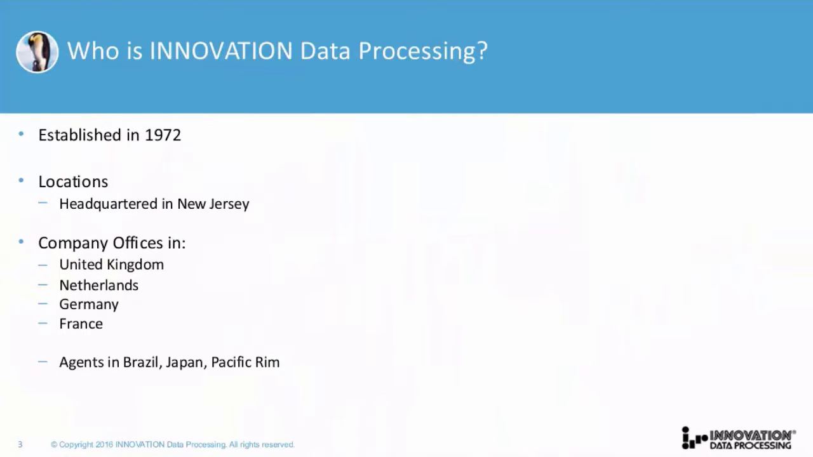So who is Innovation? We're a privately held company founded in 1972. It produced the first z/OS data protection product with FDR, Fast Dump Restore, and over the next 4 decades produced a suite of products unique in the market. We're headquartered here in the Garden State of New Jersey. We have 4 European sales offices in the UK, France, Germany, and Netherlands, and distributors in Brazil, Japan, Australia, and the Pacific Rim. We are doing active z/OS development, and all development is done here in the U.S., and support is handled by the office representing your region.